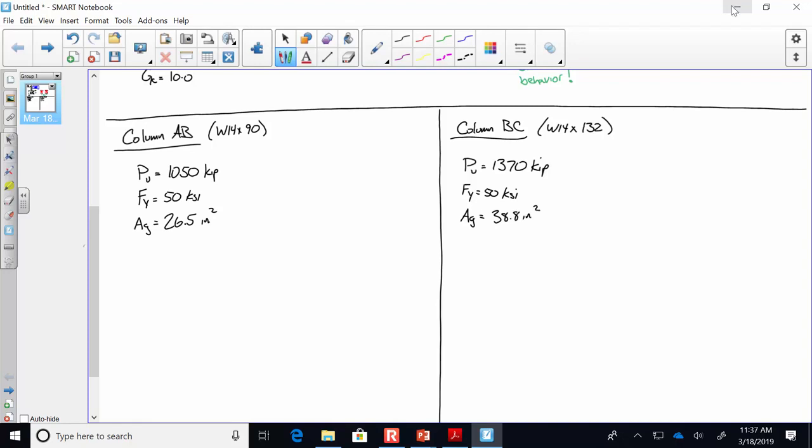Okay. All right. So what we're going to do is determine whether or not we need to compute a tau value. So the first thing that we do is we compute PU over FyAg. So that's 1050 kips over 50 ksi times 26.5 inches squared. Now, what are the units for this calculation going to be? There are no units. Exactly right. It's completely unitless.